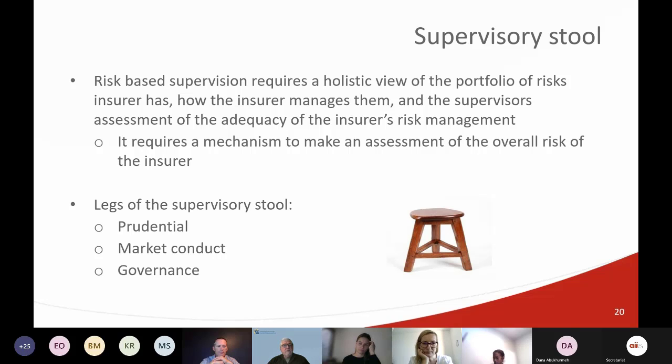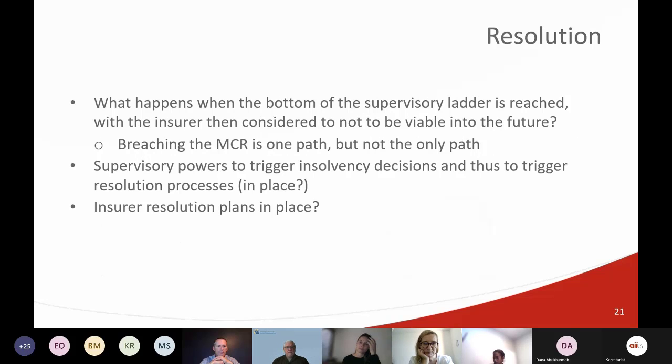And the last bit I wanted to just phrase in this bigger context is resolution. Now, we've touched on this because we've talked about the supervisory ladder, and this is really the question about what happens when you get to the bottom of the supervisory ladder. Because at that point, the insurer is not considered to be viable to continue into the future. So breaching the MCR is certainly one path to become not viable, but there are other paths as well. So again, the capital part and the capital route is important, but it's not the only route. So keep them in balance.